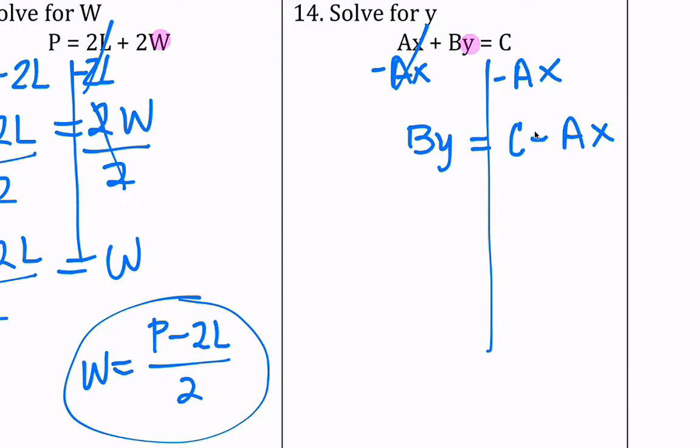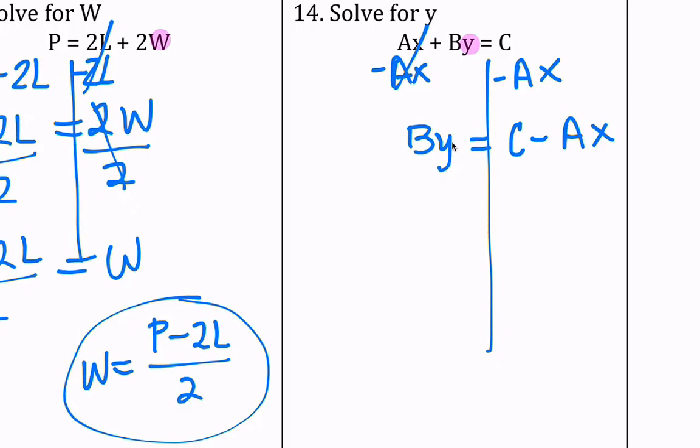Someone earlier asked me, should I put this in alphabetical order? No, you can't. Addition, you can flip-flop what's on each side without changing it, but subtraction changes things. So I have to leave it in that order. Even though it's not in alphabetical order, it doesn't matter, because subtraction, you can't flip-flop what's on either side. If you do, it's going to change the answer.